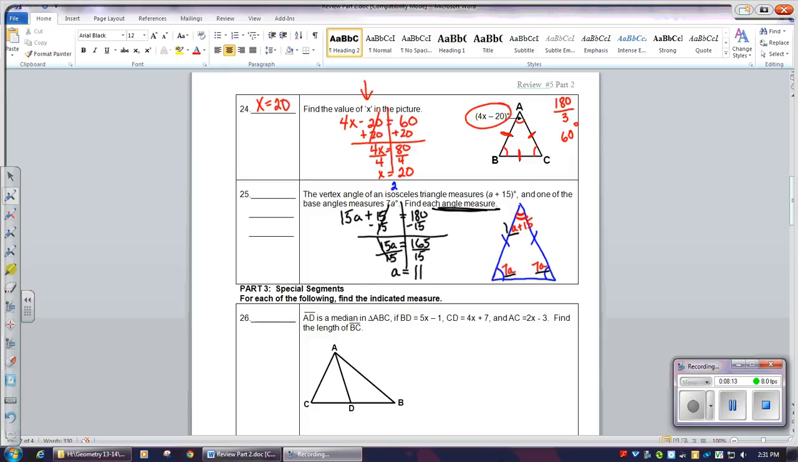It says find each angle measure. So what am I going to do? I'm going to take that 11 and plug it in. So 7 times 11 is 77 degrees. Well, remember, that's two of the angles because that's the base angles. And now I take the 11 and plug it in there. 11 plus 15 is 26 degrees.